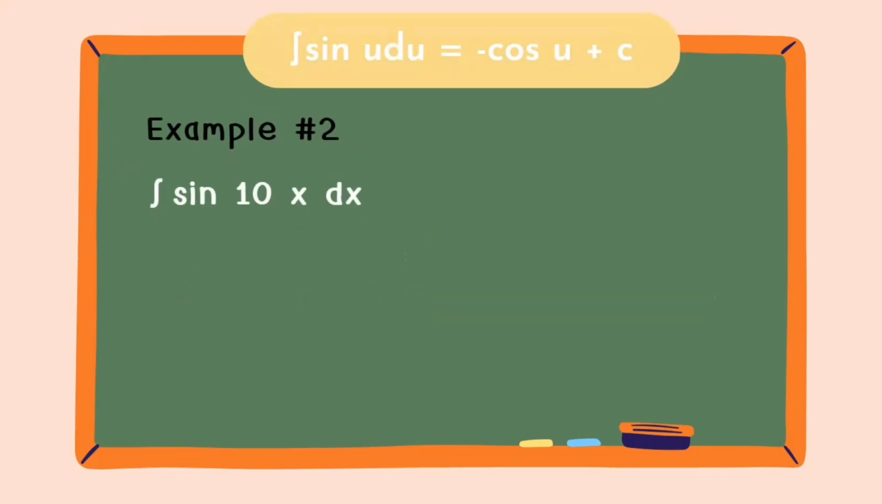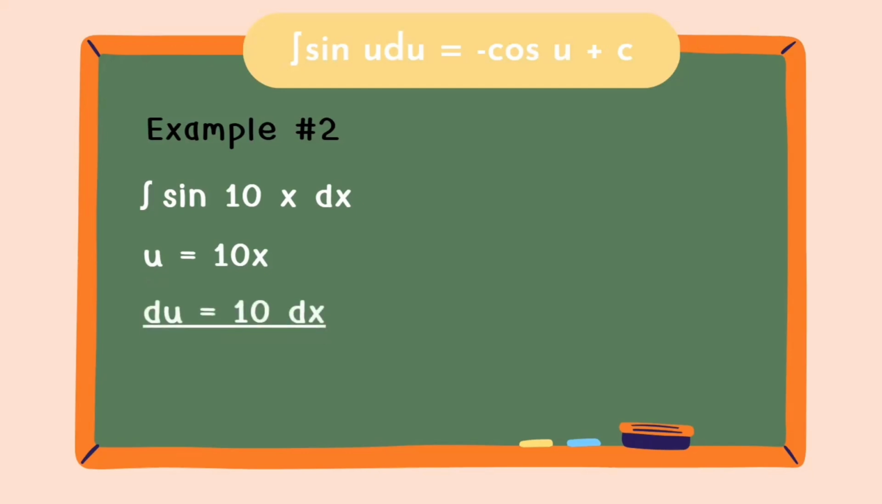Example number 2. Evaluate the integral of sine 10x dx. First, we need to identify the value of u, which is u is equal to 10x. Then, identify the value of du, which is du is equal to 10 dx. And, i-divide natin ang value ng du to itself, which is 10 divided by 10. Then, cancel the same existing coefficient. And, ang dx natin ay magiging 1 over 10 du.